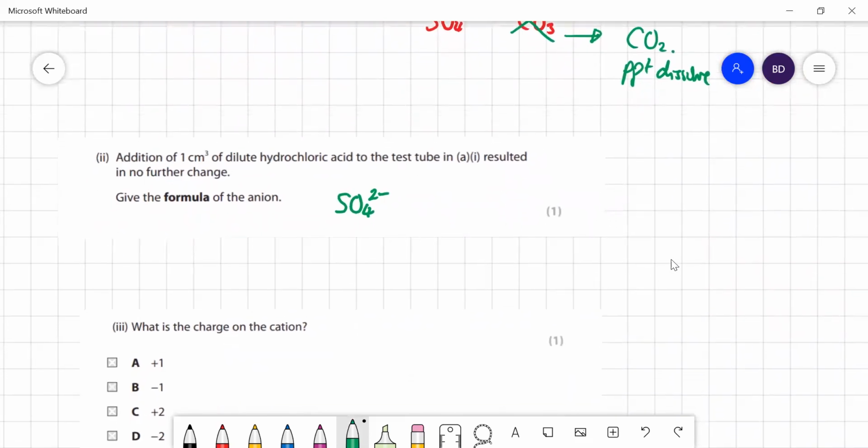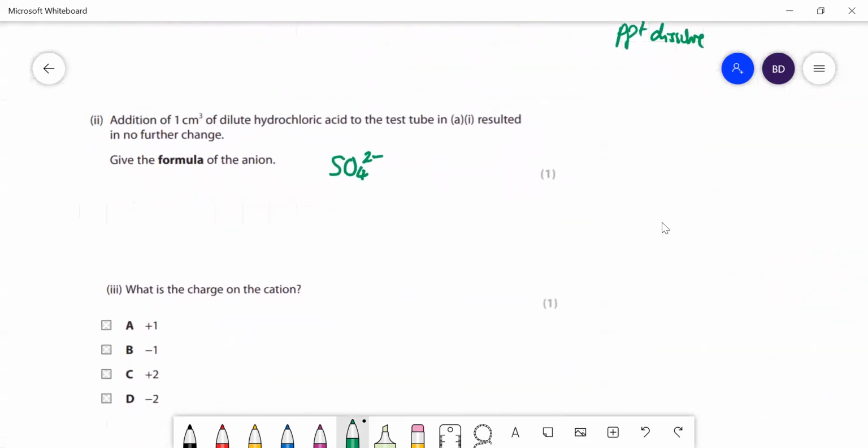Right, what is the charge on the cation? Well, the formula, as I said earlier on, is MN. So that means we have got the N, and that's got a charge of 2 minus. So in order for the formula to be that 1-to-1 ratio, M must have a charge of 2 plus on it. So it's got to be C.